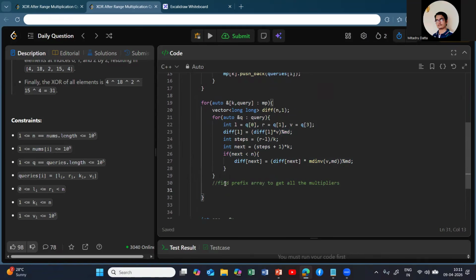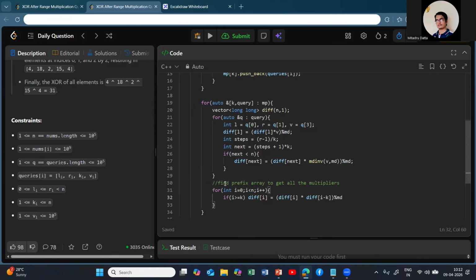That is what, okay? So for this particular value of k only, for int i equals 0, i less than n, i plus plus, if i is greater than or equal to k, what you do? You try to do the difference array of i. You just do the prefix array only, but in a bit different manner. Difference array of i minus k. Okay.